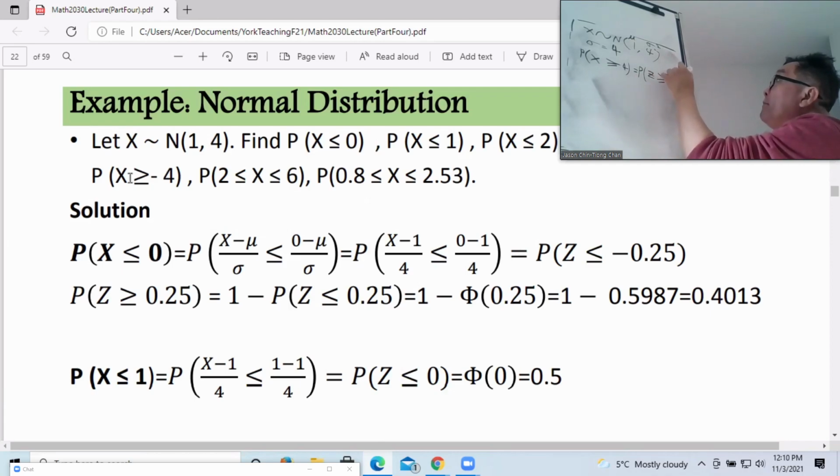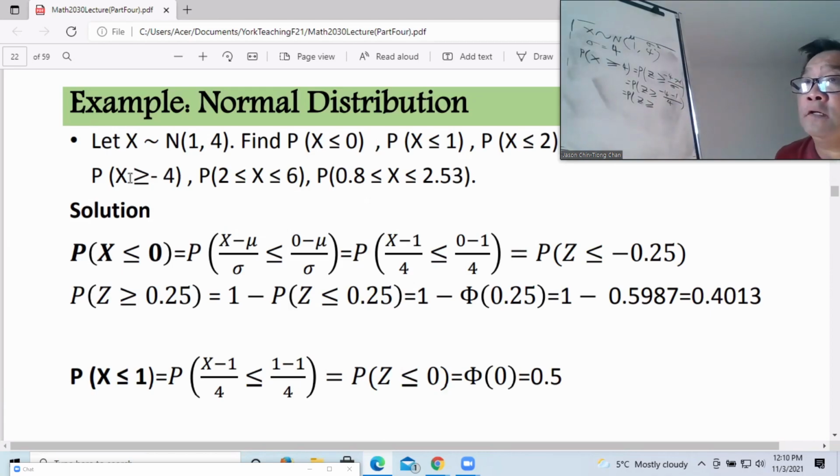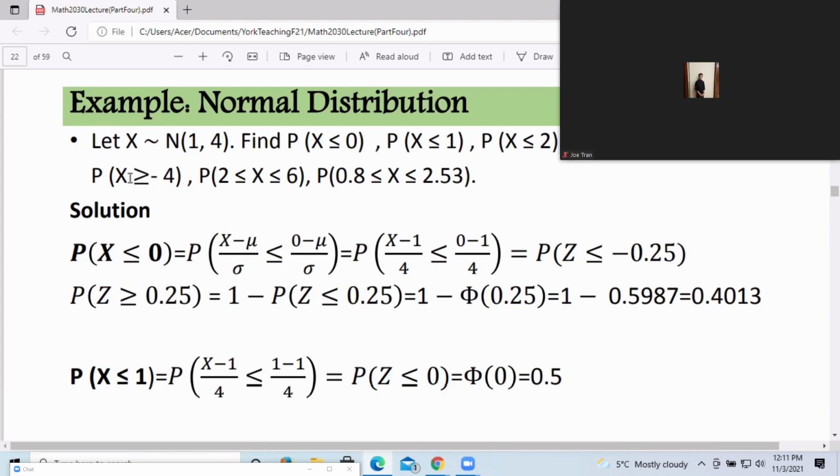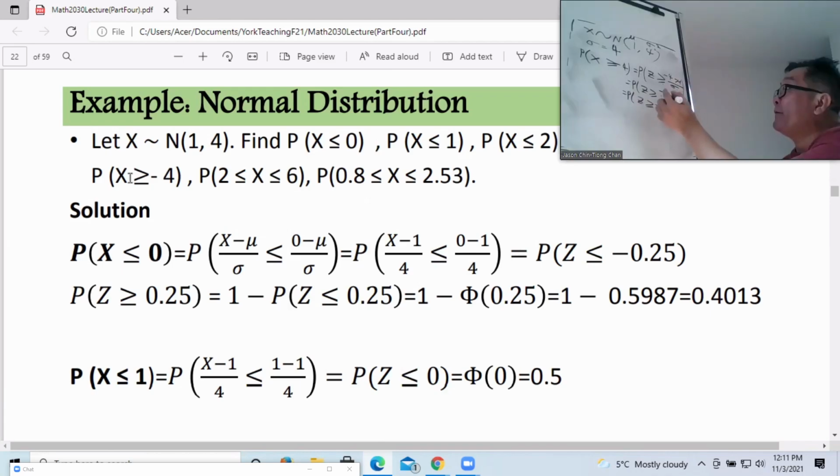So -4 minus mean over standard deviations. Oh no, sorry. Mean is what? 1 divided by 4. Is that right? So can you help me to do the calculations? This is what? -5 divided by 4, is that -1.25? Yes or no? Yeah. Okay.